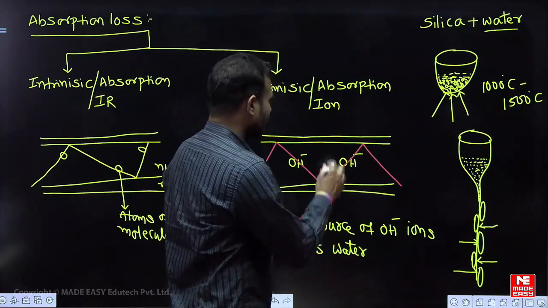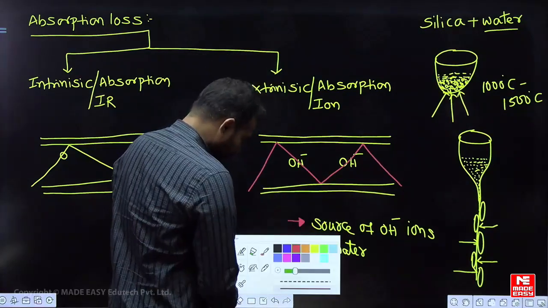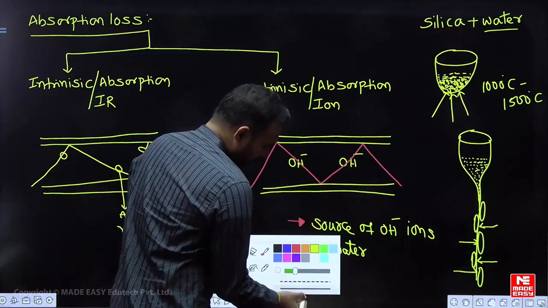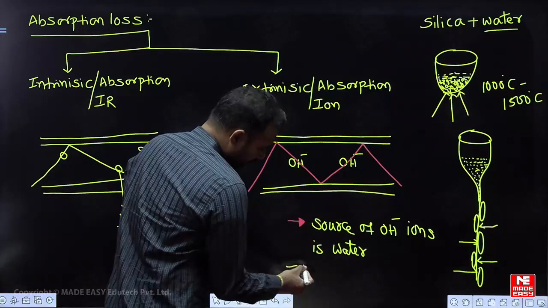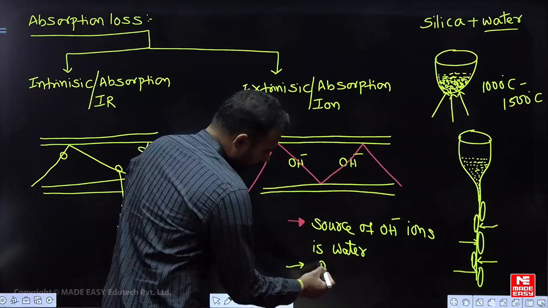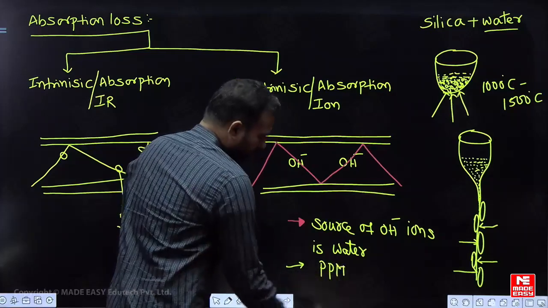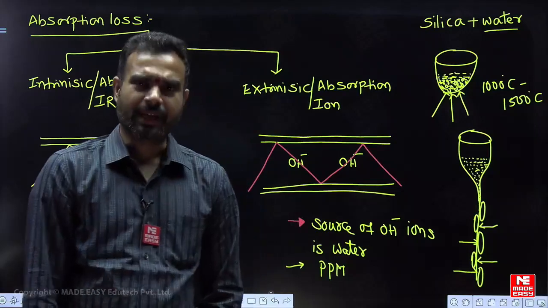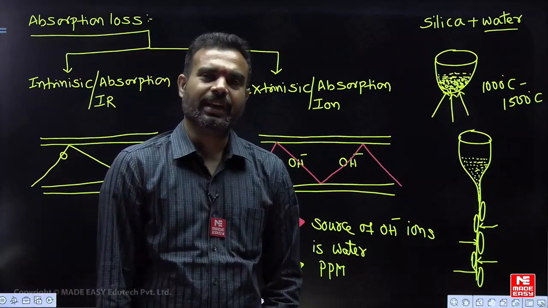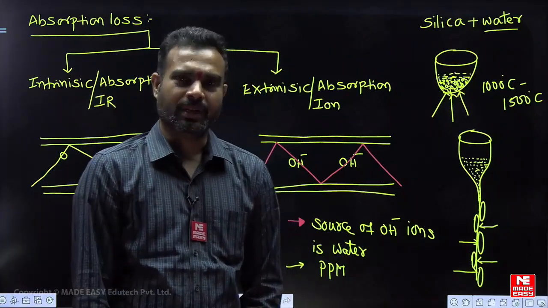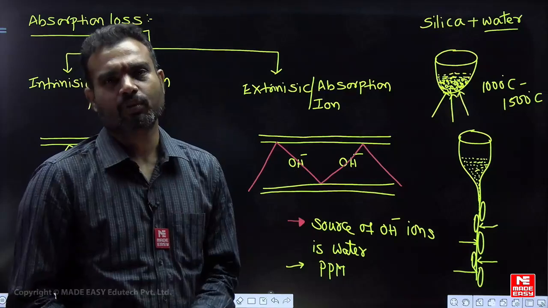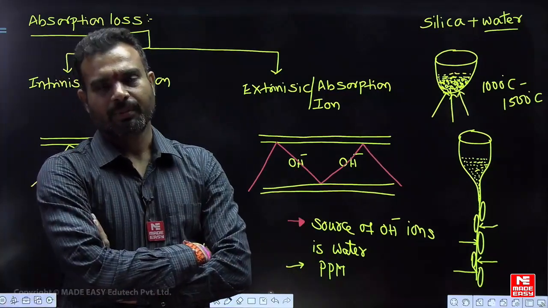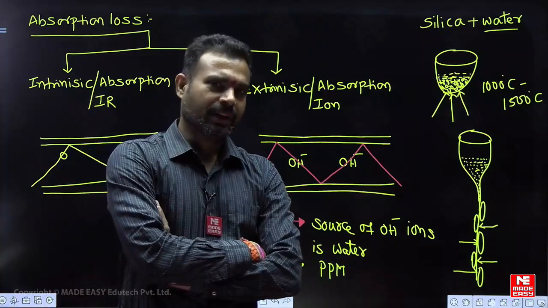Because of that water only it is present, and it is not possible to eliminate it, but we can decrease it. That means we can select a fiber which has fewer OH ions by checking the ppm. ppm stands for parts per million, that is, how many OH minus ions are there. So consider a fiber which has a lower ppm, and we can choose that fiber.